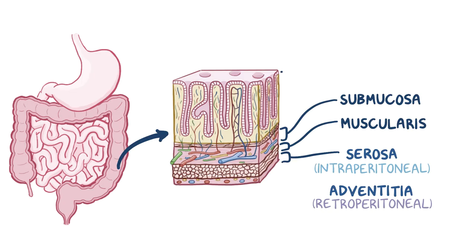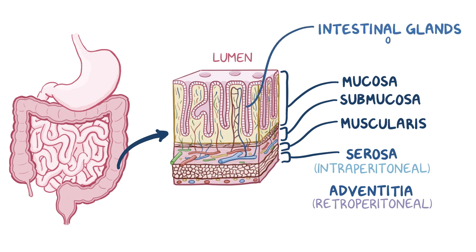And finally, there's the inner layer of the intestine, called the mucosa, which surrounds the lumen of the gastrointestinal tract, and comes in direct contact with digested food. The mucosa has invaginations called intestinal glands, or colonic crypts, and it's lined with large cells that are specialized in absorption.